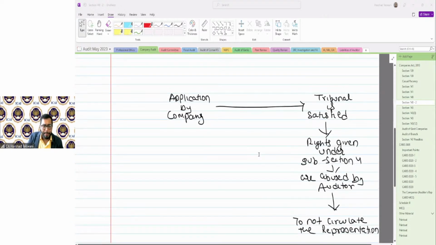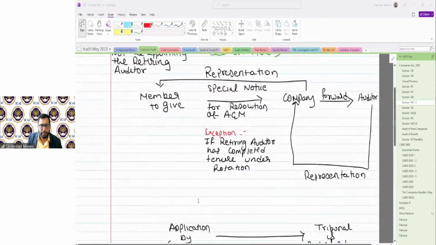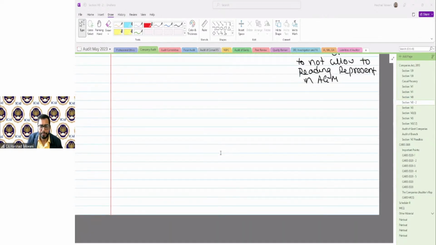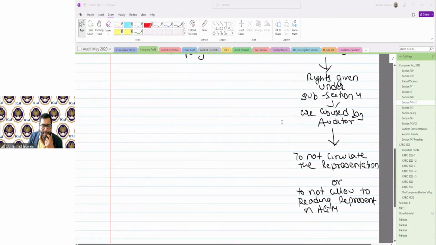So on application, if the tribunal is satisfied that there is an abuse or any fraud, and the auditor is involved in the fraud, then in that case the tribunal can pass an order to change the auditor.